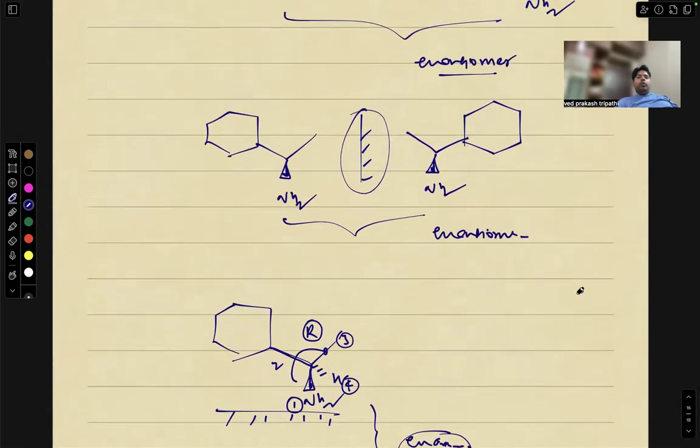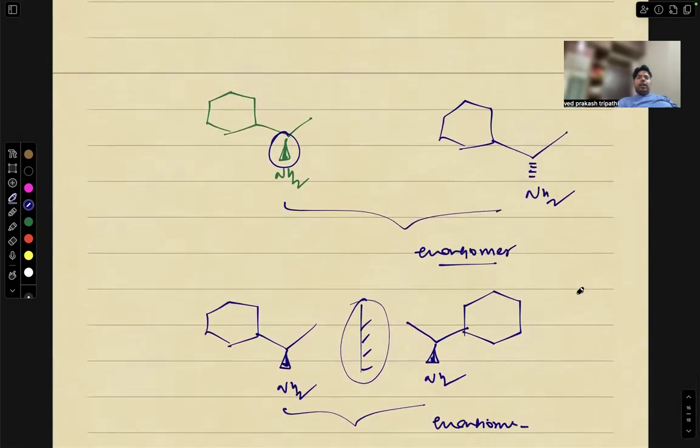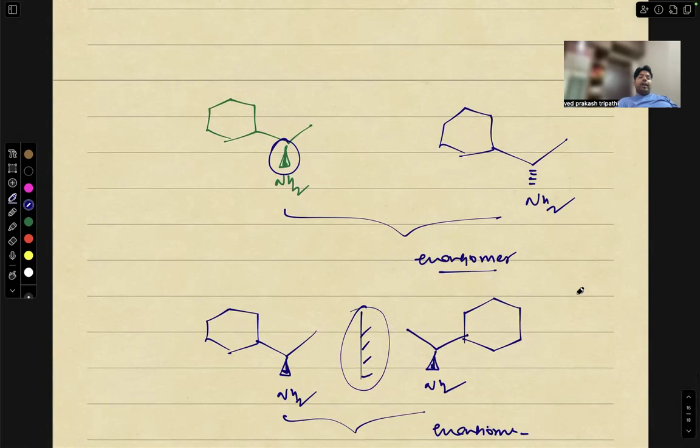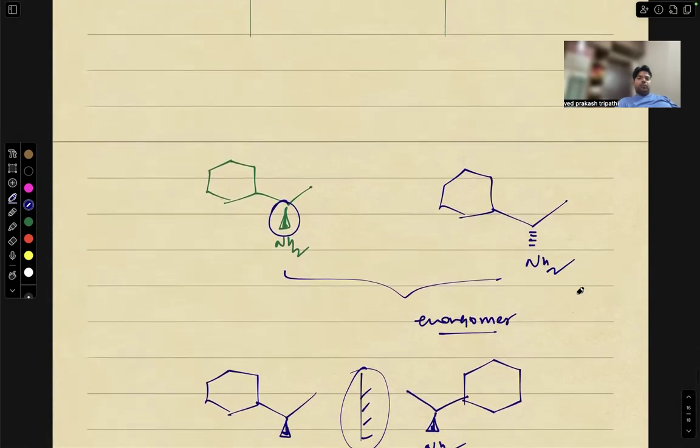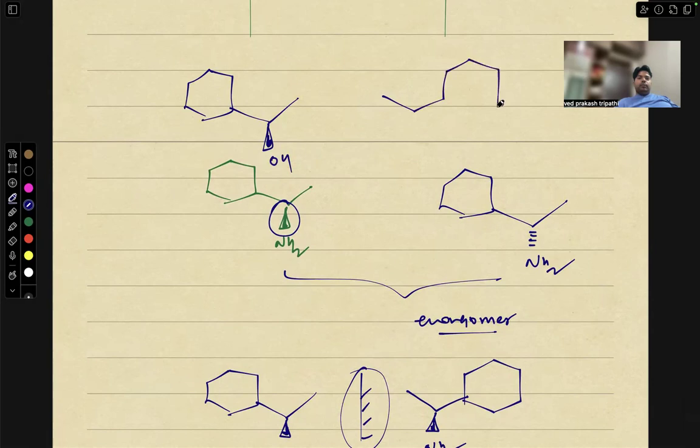If you are going to draw its mirror image as well as change the axis, then those things are not the enantiomers. For example, suppose we have this compound, OH, and suppose this one. So let's try to figure out R and S.